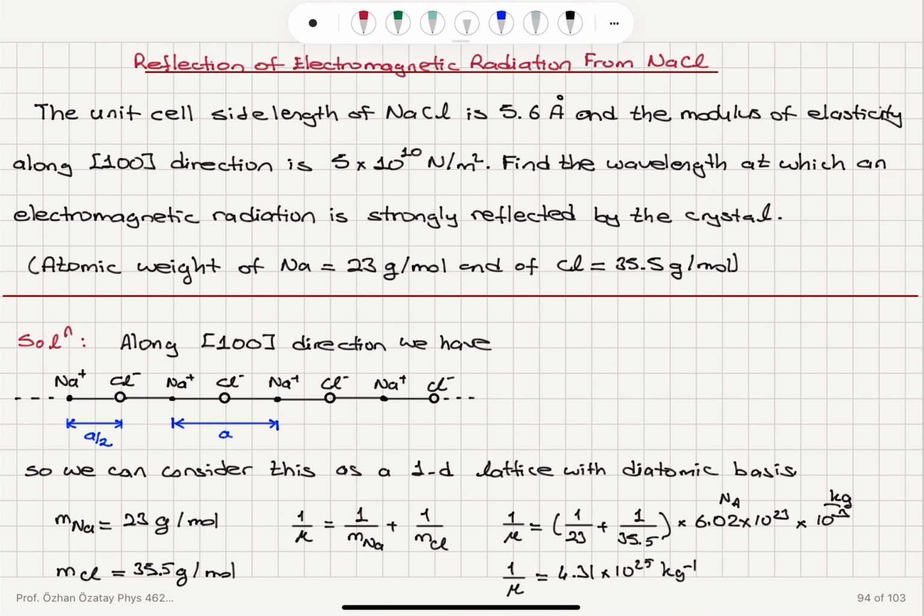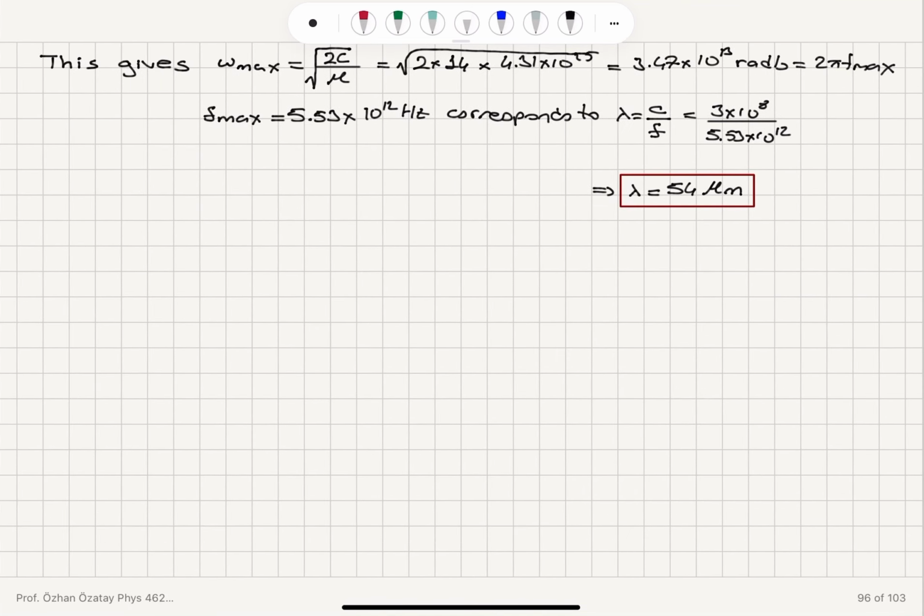So if I go back to the question, it's asking me to find the wavelength at which an electromagnetic radiation is strongly reflected by the crystal. So wavelengths less than 54 micrometers will be strongly reflected because the frequency will be greater than the maximum frequency.